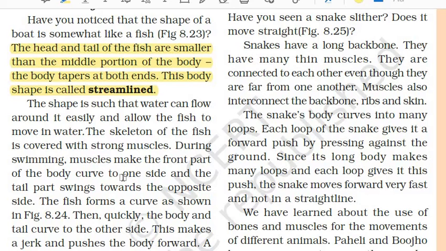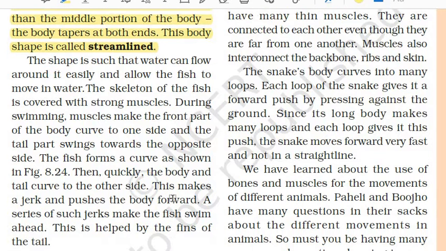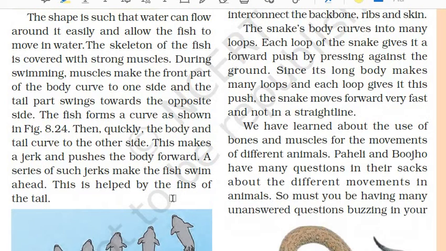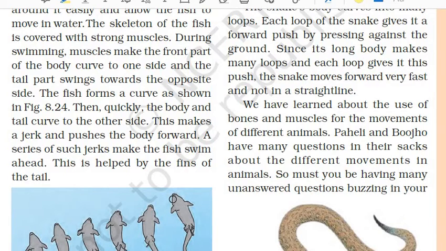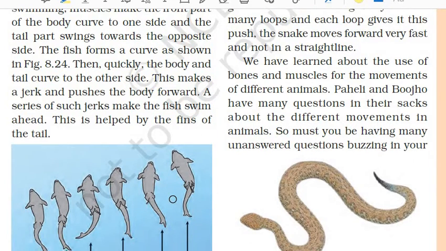The skeleton of the fish is covered with strong muscles. During swimming, muscles make the front part of the body curve to one side and the tail part swing towards the opposite side. The fish forms a curve as shown in figure 8.24. Then quickly the body and the tail curve to the other side. This makes a jerk and pushes the body forward. A series of such jerks makes the fish swim ahead. This is helped by the fins of the tail.